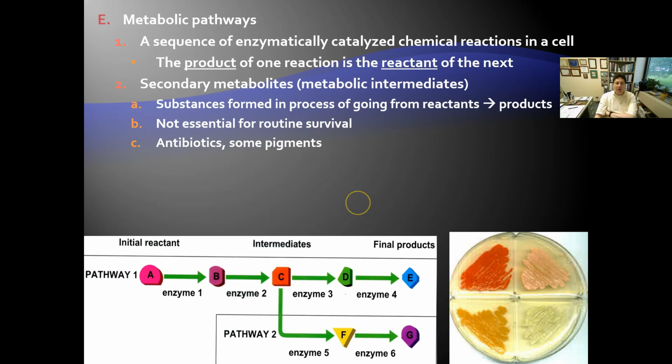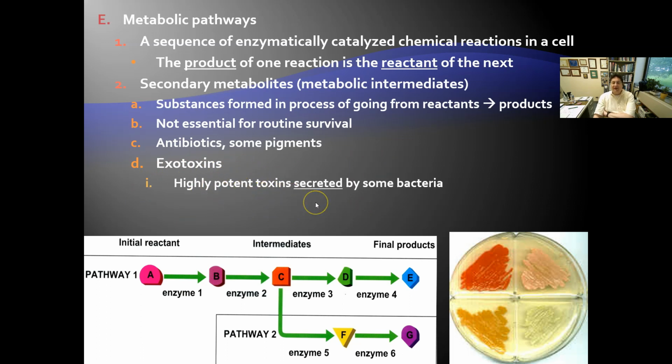Secondary metabolites can also be what are called exotoxins. Exotoxins are highly potent toxins that are secreted by some bacteria. You might remember in the earlier chapter on prokaryotes, I said gram-negative bacteria have endotoxin. Endotoxins are only released if the cell is damaged or disrupted, so they're not secreted, they're not purposely released. Exotoxins can be purposely released by some bacteria, and they damage host cells and disrupt the host cell's metabolism.